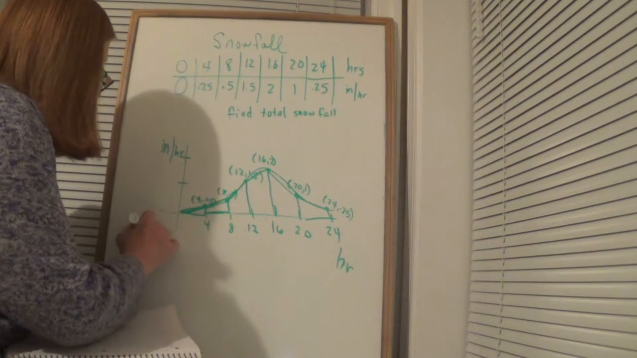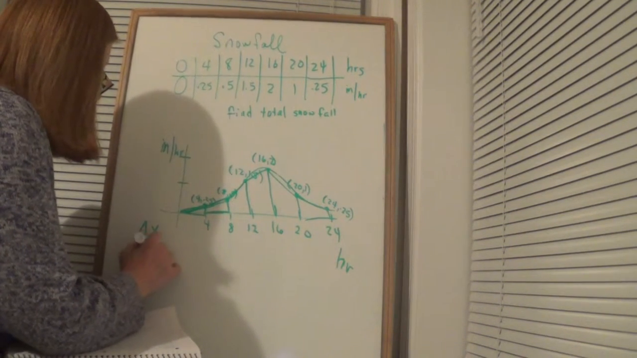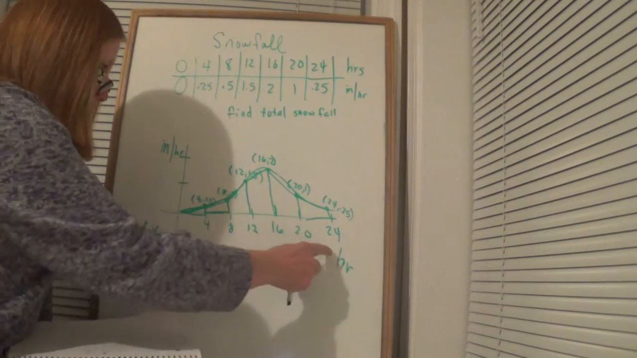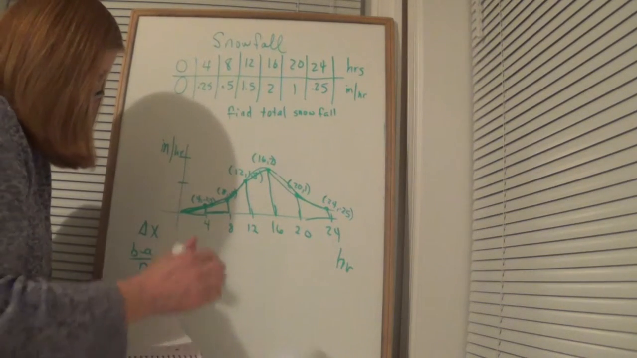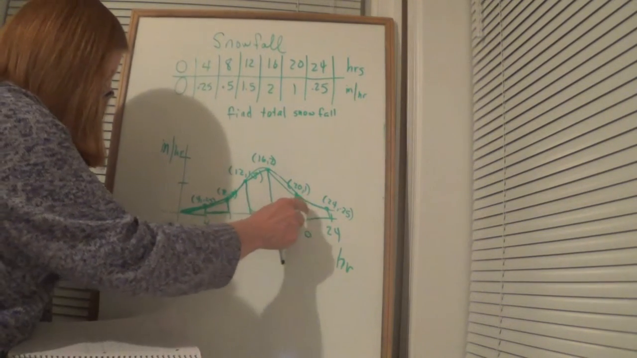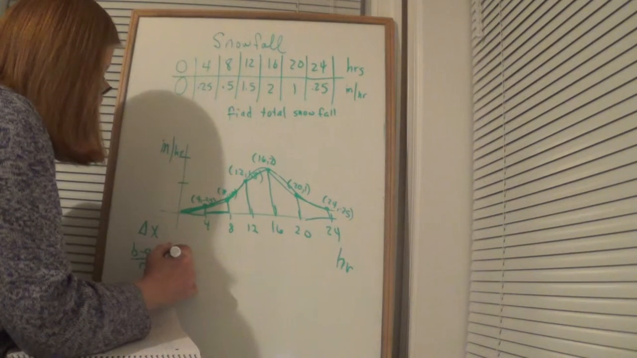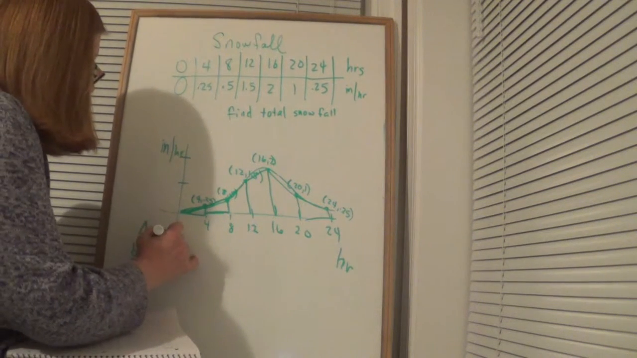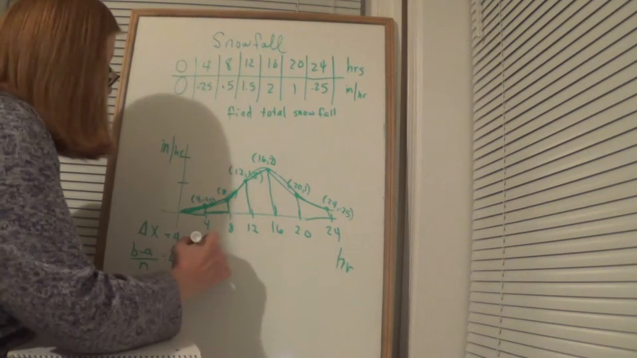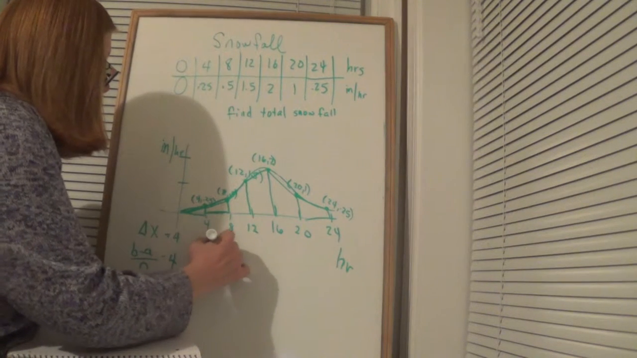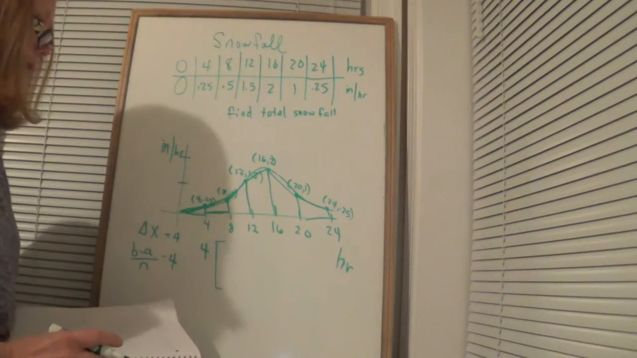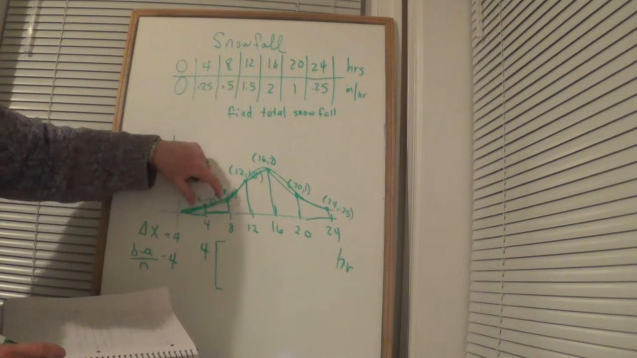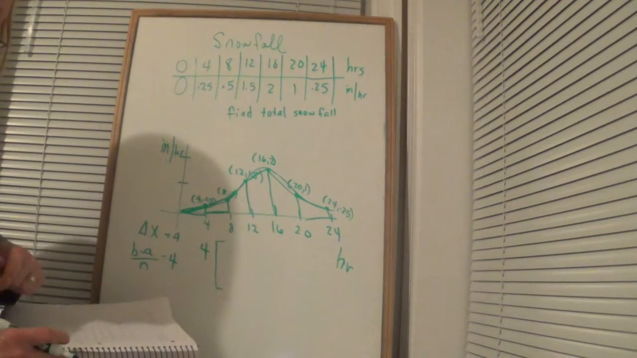Change in x is b minus a over the number of boxes. And we have 24 minus 0 divided by 1, 2, 3, 4, 5, 6. So 24 divided by 6 is 4. So the change in x equals 4. Alright, so I'm going to pull the 4 out like I did on the other problems that we did, and it will be multiplied in the end. So I'll have the width of each of my boxes already out here in front.